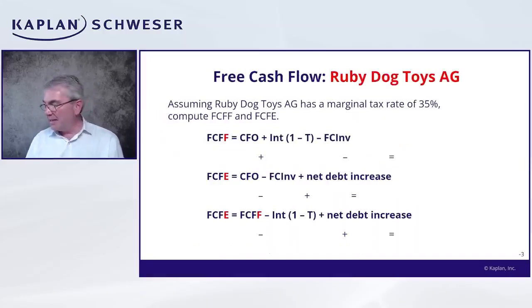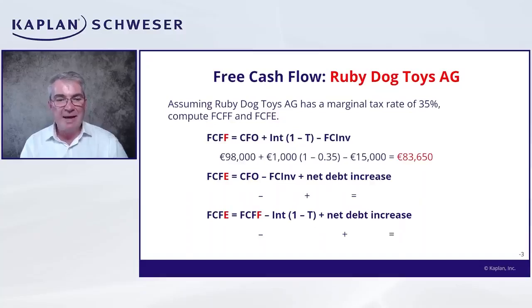Well, let's have a go at doing this for Ruby Dog Toys. Assuming Ruby Dog Toys AG has a marginal tax rate of 35%, compute FCFF and FCFE. So our CFO, we've calculated that a million times now, 98,000. The cash interest value, notice it's the cash interest value rather than the interest expense in the income statement, the cash paid figure, was 1,000. Multiply that by 1 minus your tax rate of 35%, and then subtract fixed capital investment, 15,000, and we get a free cash flow to the firm of 83,650 euros.